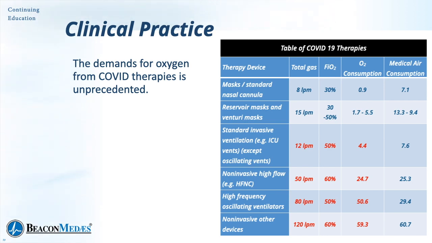High frequency oscillating ventilators, these will also use very high flow rates, 80 liters a minute, 50% FiO2s, and you can see 50 liters a minute. So we're really getting to where we're drawing quite a lot of oxygen.